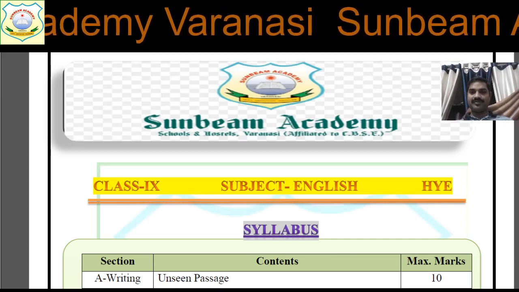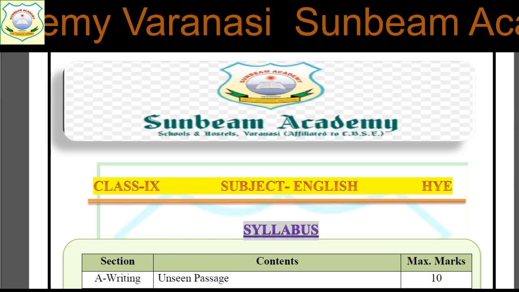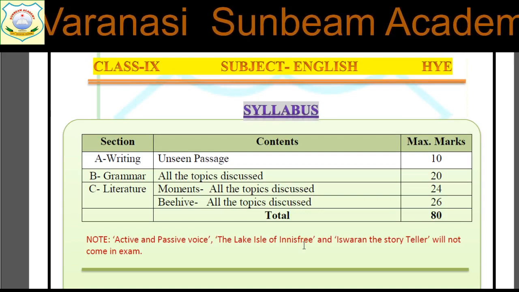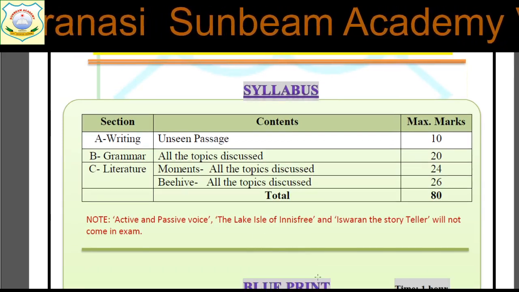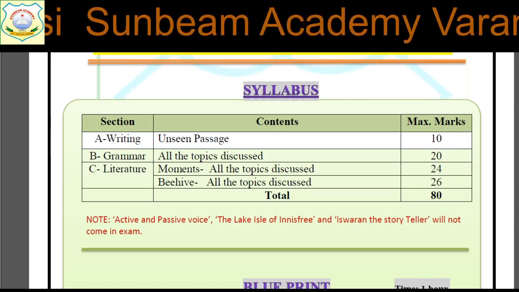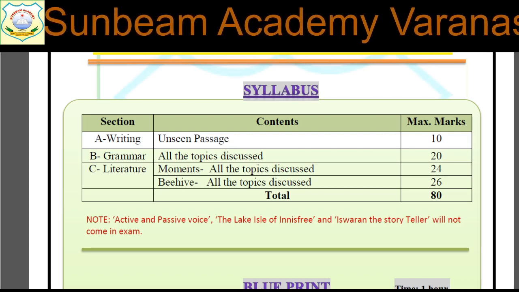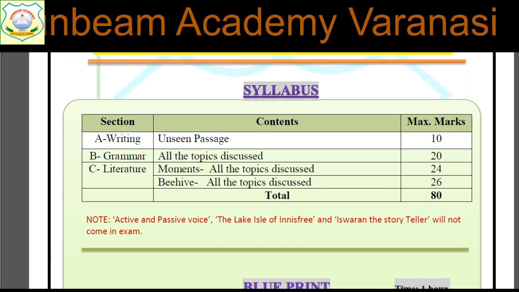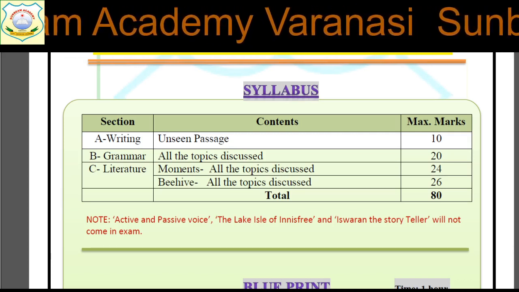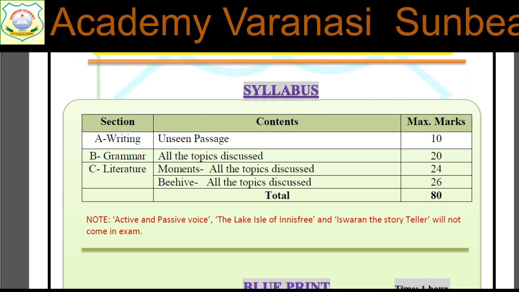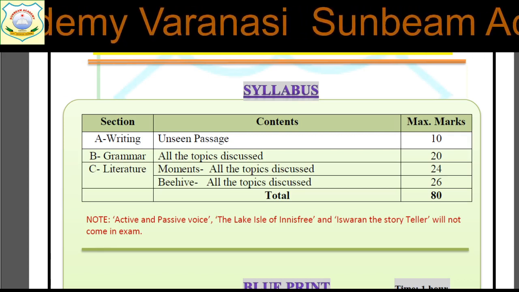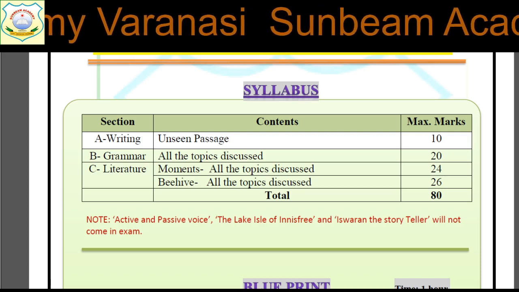Here you are with the blueprint. You can see here that there will be three sections in the exam. The first one is the writing section, unseen passage, which will come for 10 marks. Second is section B, grammar. All topics discussed here, whatever we have read in grammar, will come. Means tenses, number one, number two, subject verb agreement, number three, modal. Voice will not come, which is given at the bottom in the note.